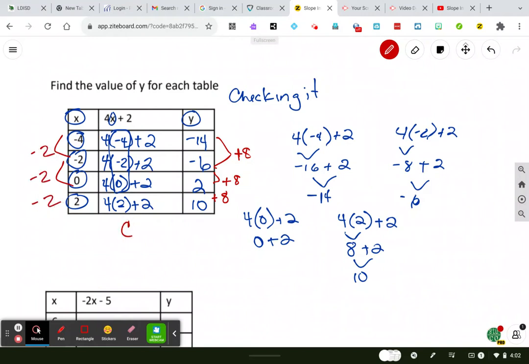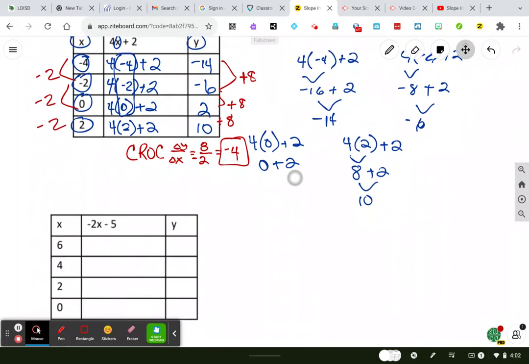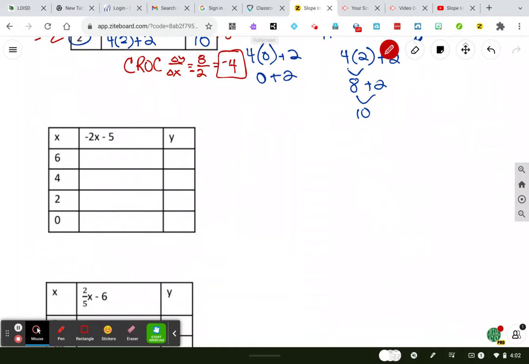So that means your constant rate of change is your change in y over your change in x, which is 8 divided by negative 2. Your constant rate of change is negative 4. That's all I'm asking you to do. You're just plugging in the numbers, basic math. So we're going to do this next one here.